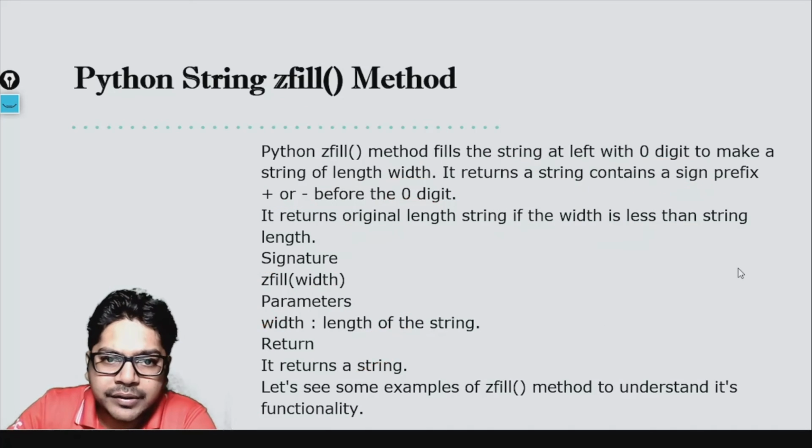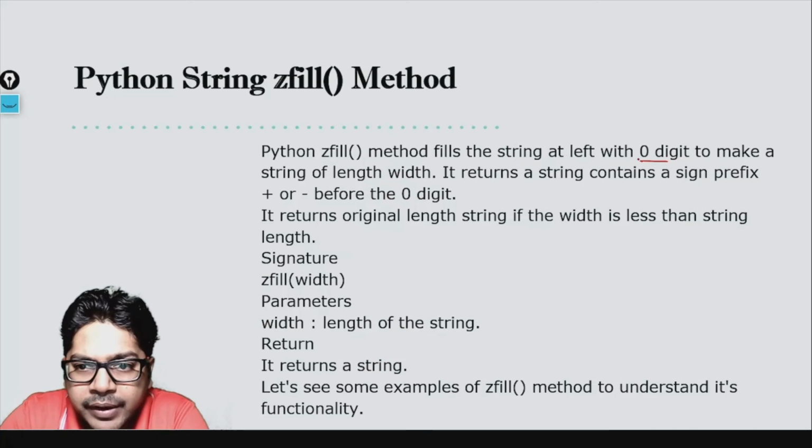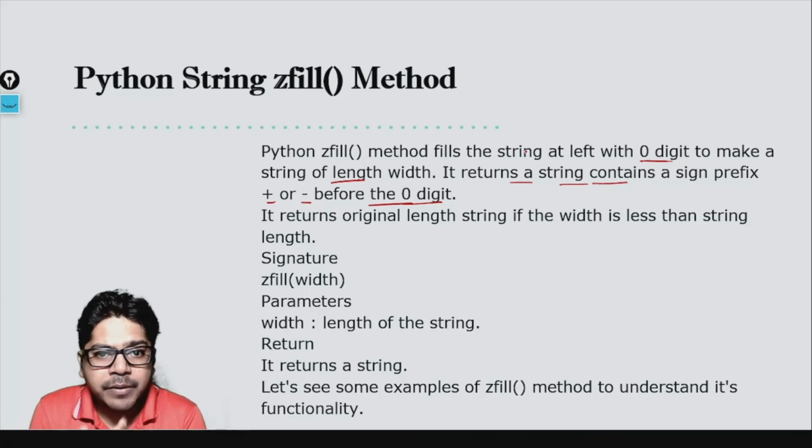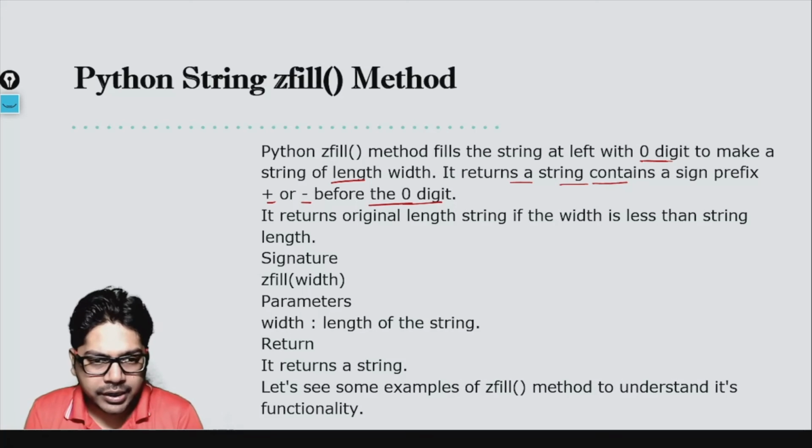Let's read it once again. With 0 digit, to make a string of the given width, it returns a string containing a sign prefix, plus or minus, before the 0 digit. If a sign is there, then it returns that before the 0 digit. This is what it means.